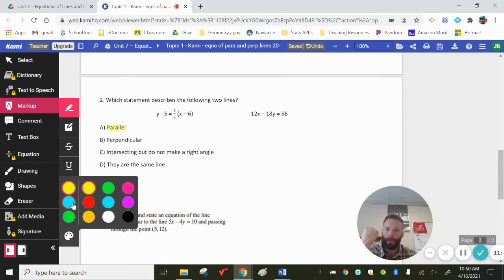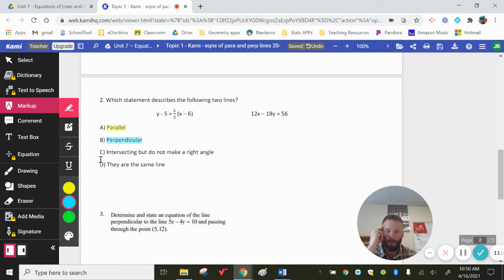Parallel means same slope. Perpendicular means negative reciprocal slopes. And if it's not one of these two things, it has to be one of these two choices. They either are intersecting but do not make a right angle as perpendicular lines would, or they are the same line. They're obviously not the same equation, but that doesn't mean they're not the same line yet, because they are in two different forms. So let's break down each one and see what we know about them.